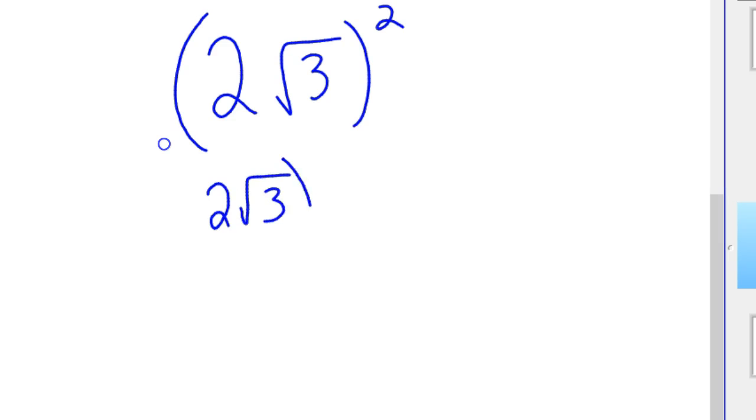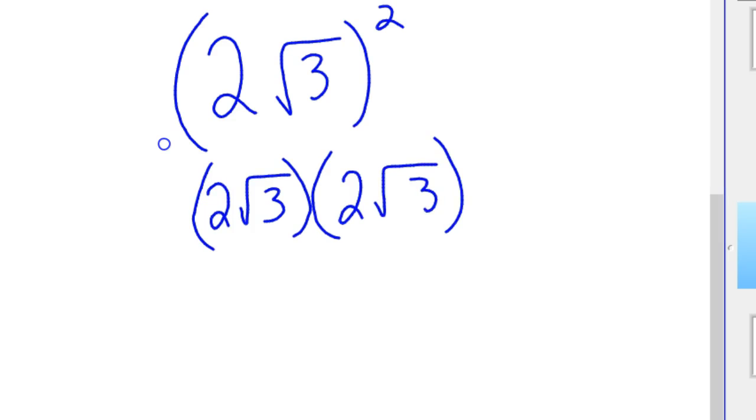So if you had, say, 2 square root of 3 quantity squared, so the quantity of 2 root 3 squared, in this case, I would write this out twice. For some reason, this is the crux for my geometry students. They really struggle with what to do when you square an irrational number like this. Well, you just follow the normal procedure for squaring. So 2 root 3 squared means you write it out twice and multiply it.